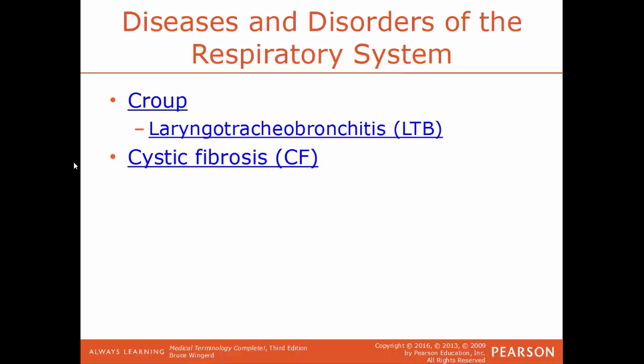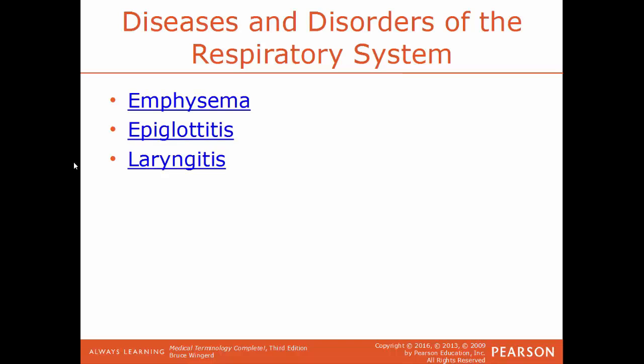Our next term here, CF, cystic fibrosis. This is a condition that is hereditary, and what happens here is certain glands within the lungs will produce very thick, very large amounts of mucus. Very thick production of mucus will end up blocking the intestines or the bronchi, the pancreatic ducts, often lead to respiratory infections. Next condition, emphysema.